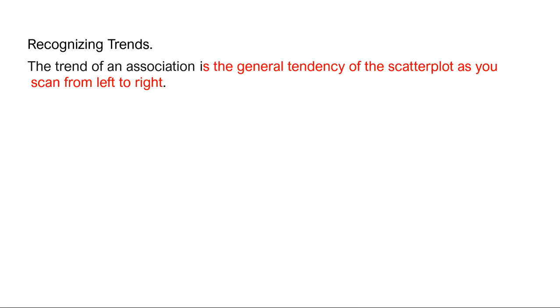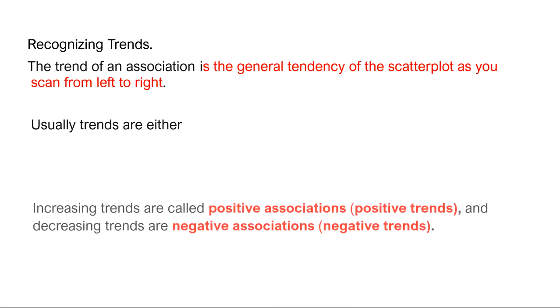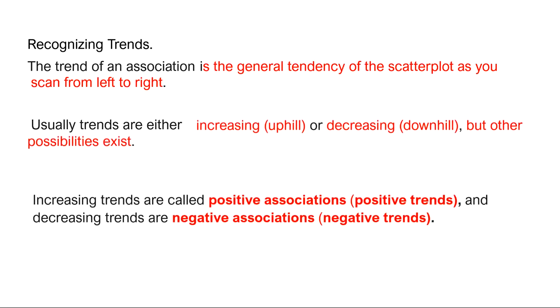What's happening with that? Are they going up? Are they going down? Is everything spread out? Is everything grouped together? Usually the trends are either increasing and uphill or decreasing and downhill, but other possibilities exist. The increasing trends are called positive associations or positive trends, and the decreasing trends are called negative associations or negative trends. Again, we're not able to say specifically, based on this value, that's a number. It's not a concrete prediction or a concrete observation. We're talking more about associations. So we can expect this to happen based on what we know from our data.